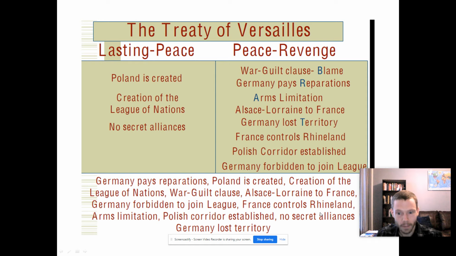But here are the problems, and this is where we don't really see resolution of the conflicts. The Treaty of Versailles had a war guilt clause, which again, if you're going to make one party accept full responsibility for the war, it's going to lead to lasting resentment, and that's really kind of where the problem is. The Alsace-Lorraine territory was taken away from the Germans and given back to the French.